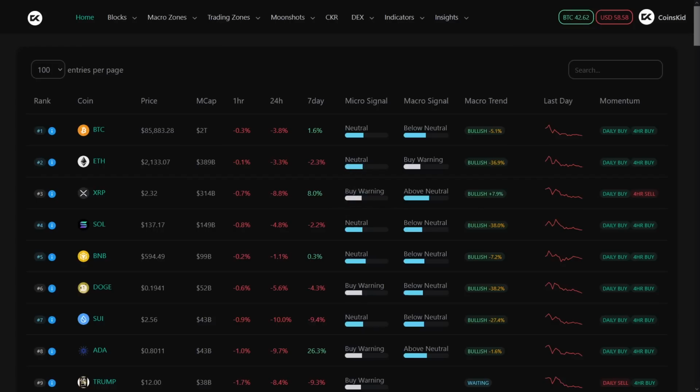So I've updated the CoinsKid index right now to help you find your trades on the micro time frame. The other day on XRP, it was showing a sell warning, and that's played out. It's been a nice little short opportunity right there.